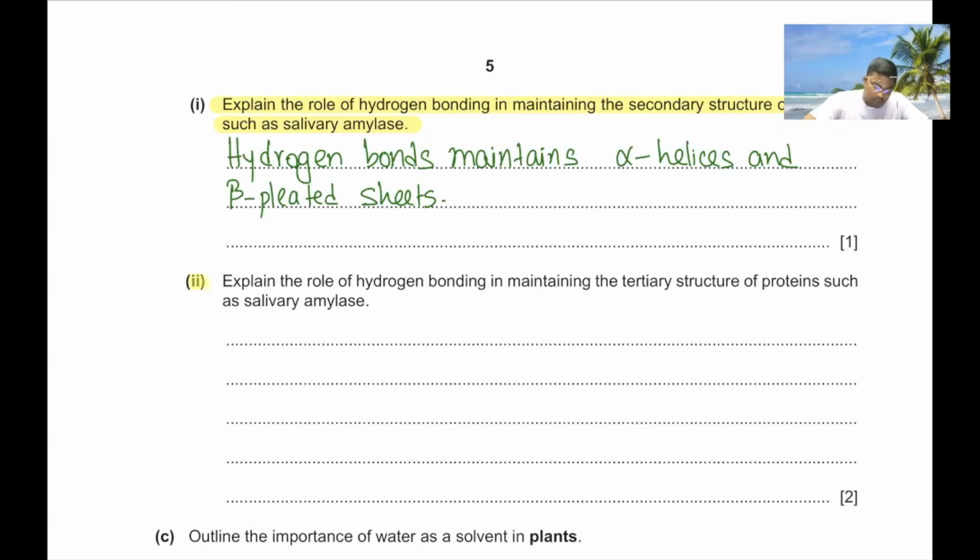Part B, 2. Explain the role of hydrogen bonding in maintaining the tertiary structure of proteins such as salivary amylase. Hydrogen bonds form between the R groups, with amine and carboxyl groups. Hydrogen bonds help to stabilize further folding of the amylase protein. They may form between amino acids far apart in the primary structure. Hydrogen bonds help to maintain the globular shape and active site.